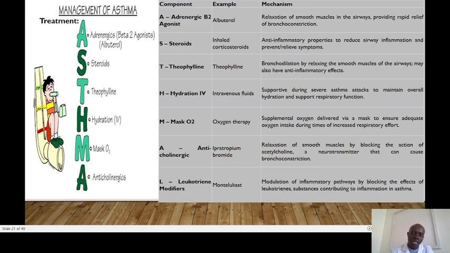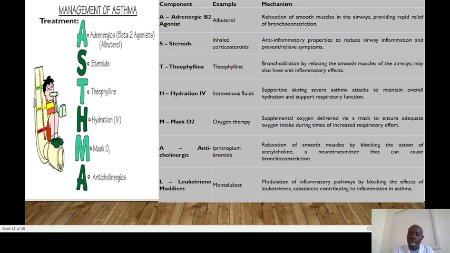H is for hydration, IV. Here we give intravenous fluids, which is supportive during severe attacks to maintain overall hydration and support respiratory function. We could also give oxygen by mask, so this supplemental oxygen ensures adequate oxygen intake during times of increased respiratory rate. Then A, we have the anticholinergic, where an example is ipratropium bromide. This causes relaxation of smooth muscles by blocking the action of acetylcholine, the neurotransmitter that can cause bronchoconstriction.